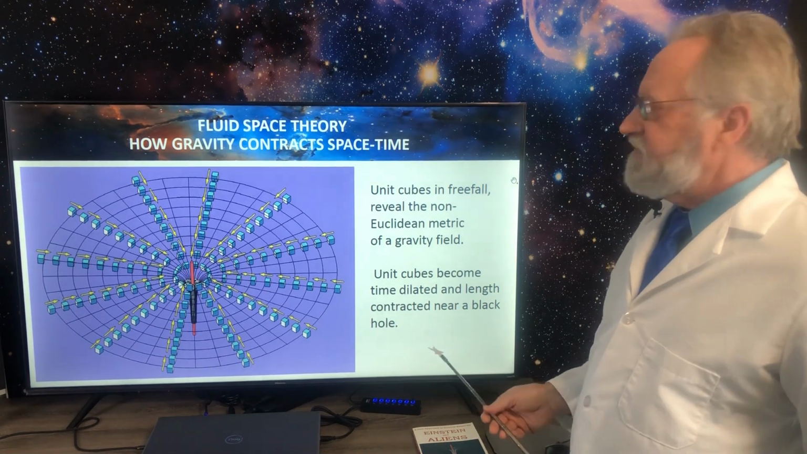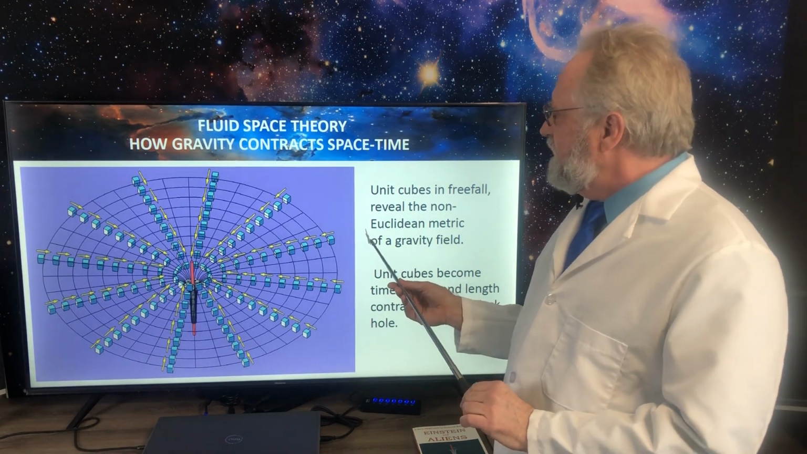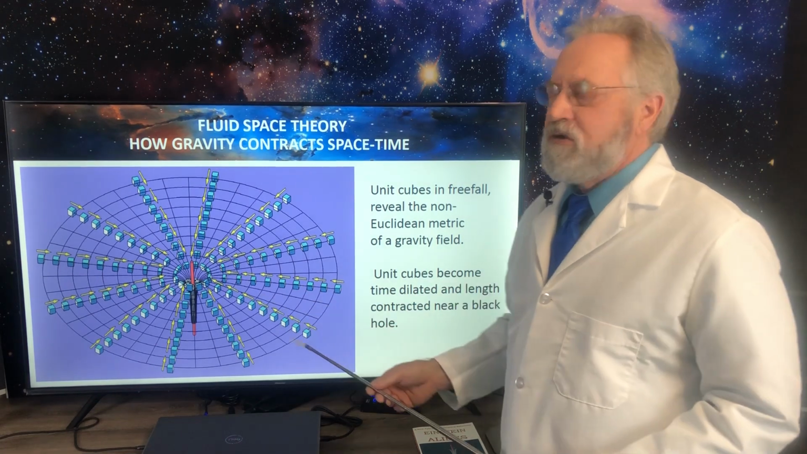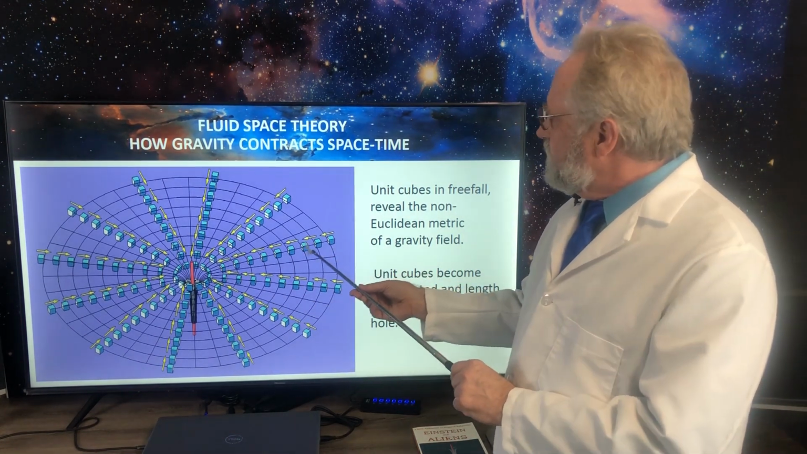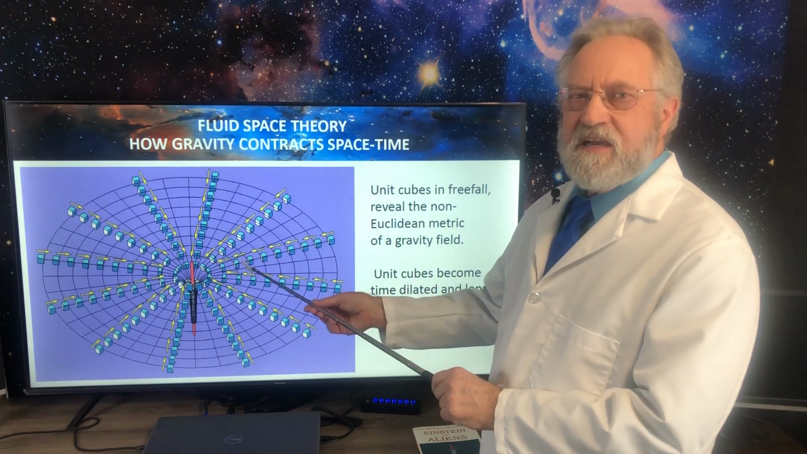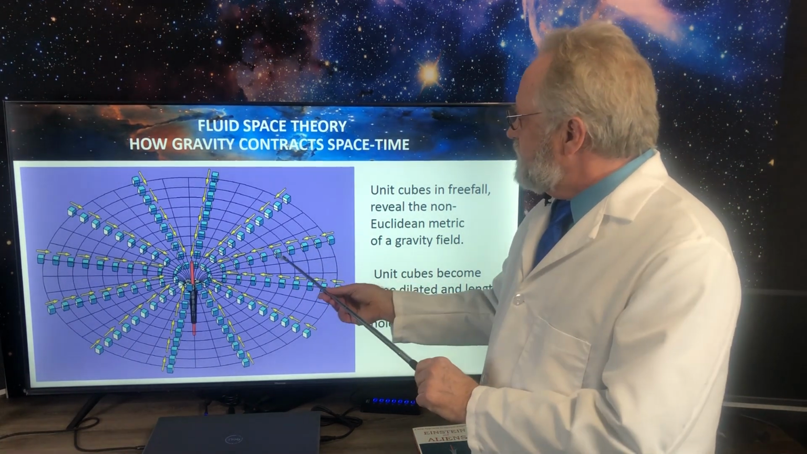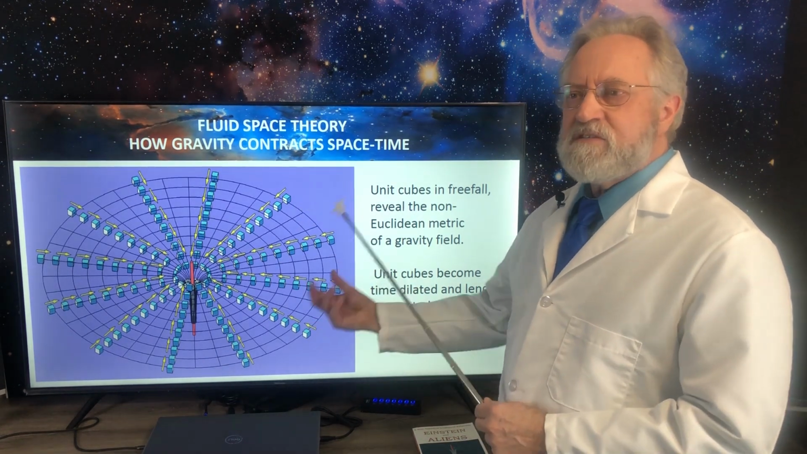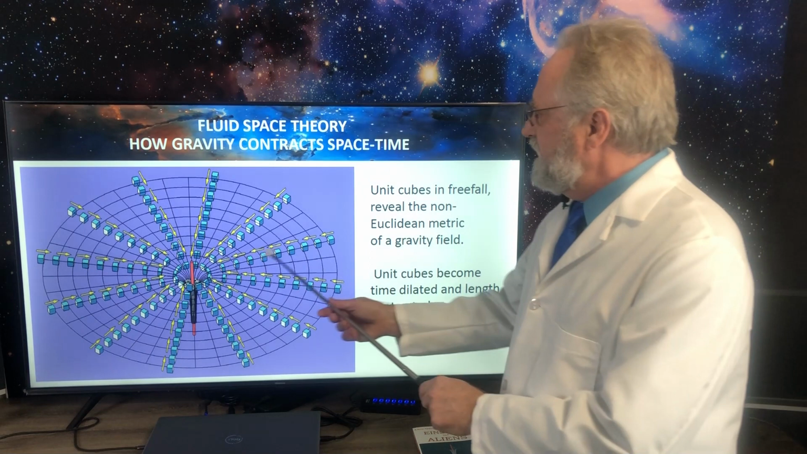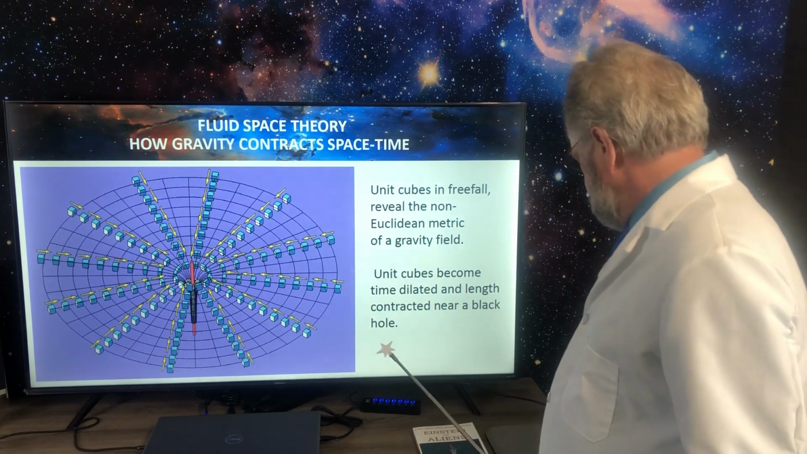And you can also think of it in terms of the unit cubes falling into a black hole. They start out 1 meter on each side, and as they fall inward, they become length contracted and time dilated so that they're losing volume. At least we observe smaller and smaller volumes as they fall into the black hole.